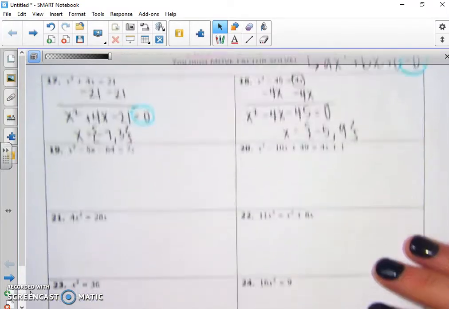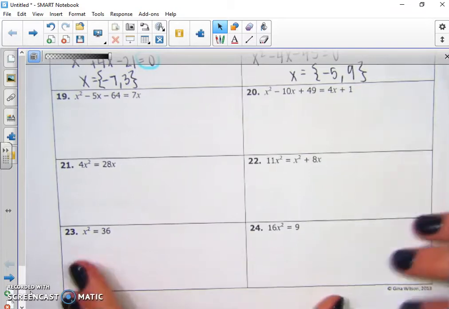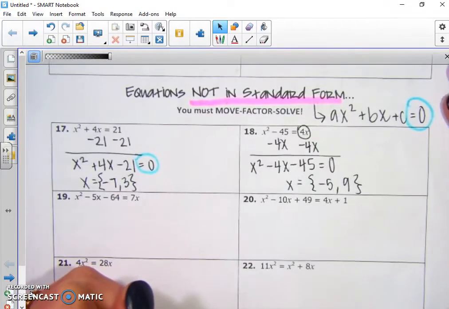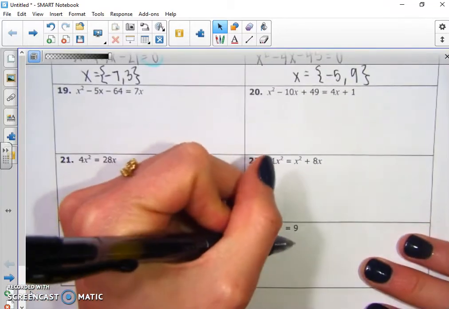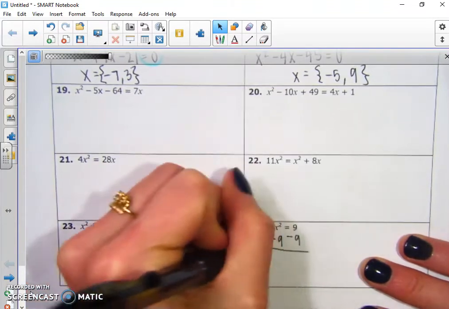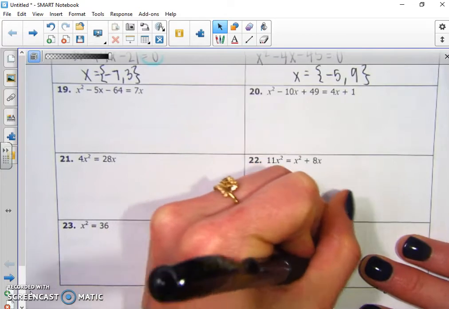Let's go ahead and look at what happens when we have, let's say, number 24. Okay, so looking at 24. Again, we want it to be something equal to 0. So I'm going to move over 9 by subtracting 9 on both sides. And we're left with 16x squared minus 9 equals 0.